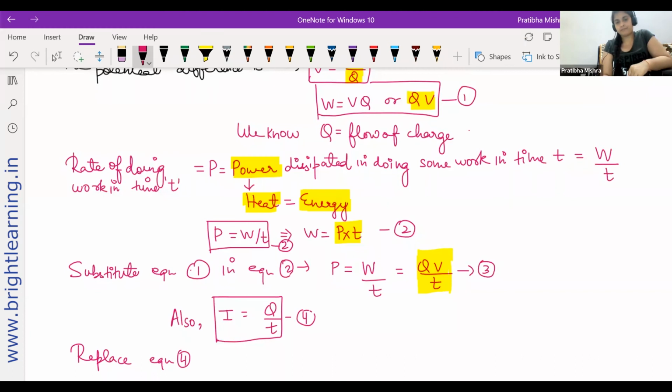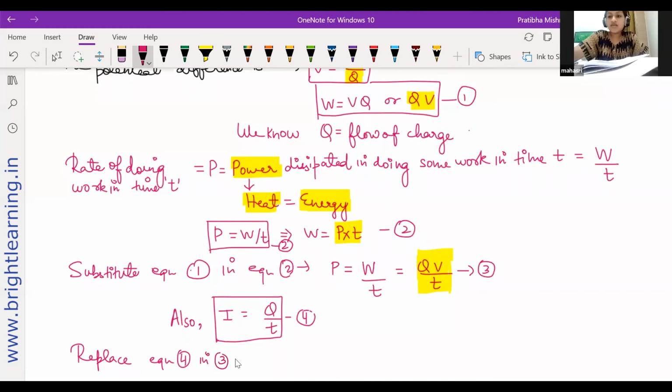So replace or substitute equation 4 in 3. Ma'am, how will you replace them, ma'am? Sorry, please tell me. Can you repeat your question? Ma'am, in equation 3, how did QV by T come, ma'am? How is P equal to that?